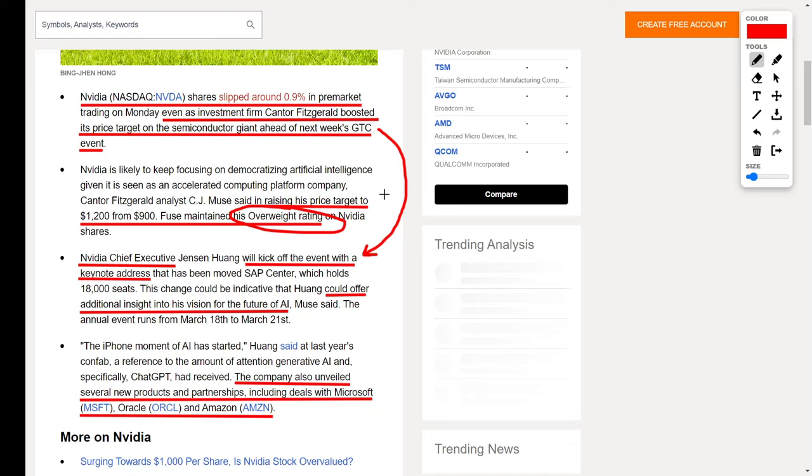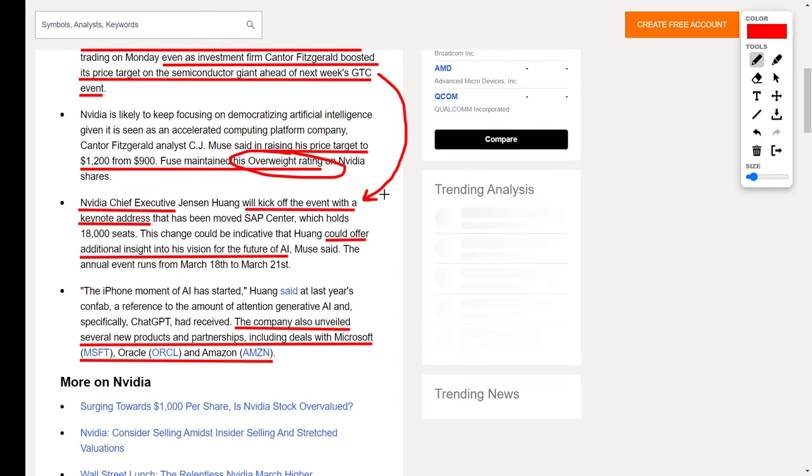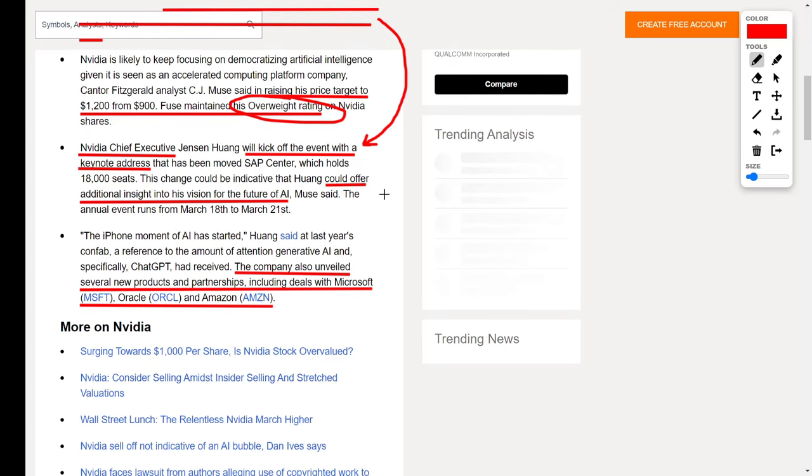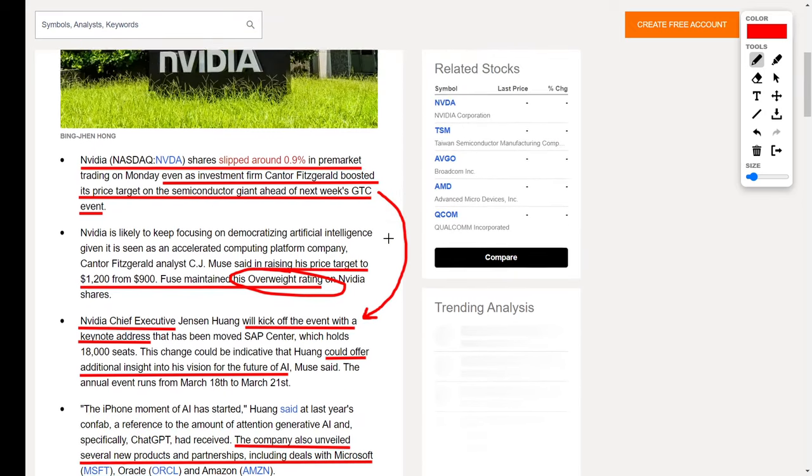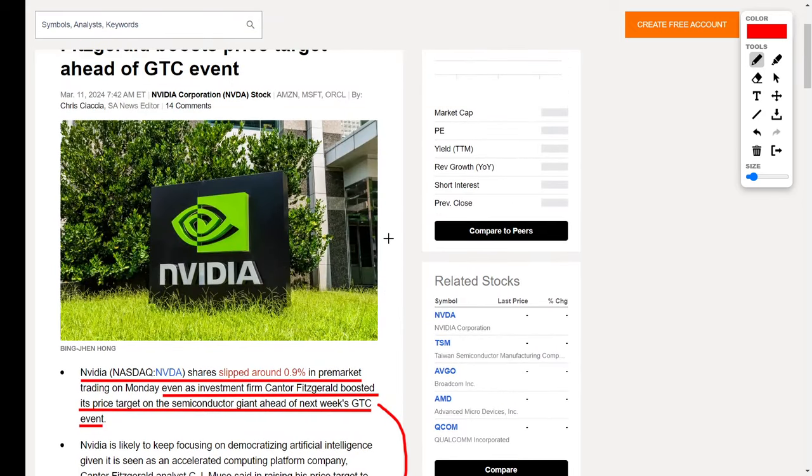And on top of that, they maintained an overweight rating for this company and stock. But this is not the only good news that NVIDIA got, because next week they will have their GTC event. NVIDIA's chief executive will kick off this event with a keynote address, which could offer additional insights into the company's vision and how they could further take advantage of AI. Lastly, the company also received good news because they unveiled several new products and partnerships, including deals with companies like Microsoft, Oracle, and Amazon. So despite all of this good news, their share price still pulled back in pre-market trading.